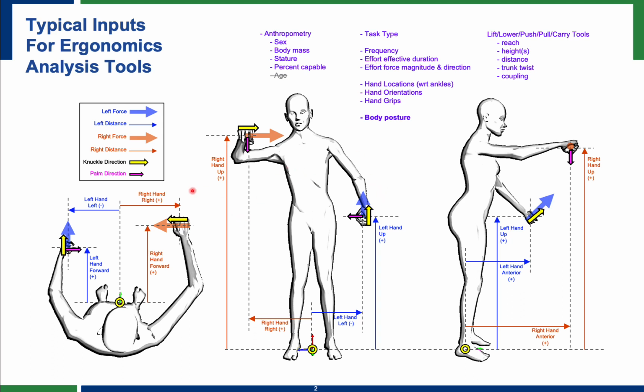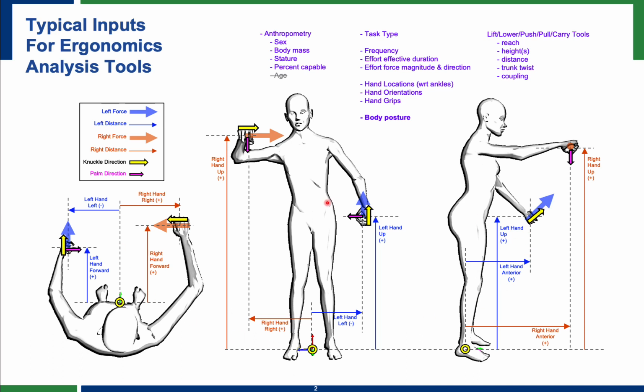And then we have some of the geometry here. So where are the hands? What's the orientation of the hands? What kind of grip is being used? And typically we look at the location of the hands relative to the midpoint of the ankles on the ground. So here we would say, how far forward the right hand is, or how far forward the left hand is, or the height of either, and how lateral or medial they would be. And then for things like lift and lower, we also might need to know the distances that the load is being carried, whether there's any twisting or coupling. So most Ergo tools will include some combination of these.